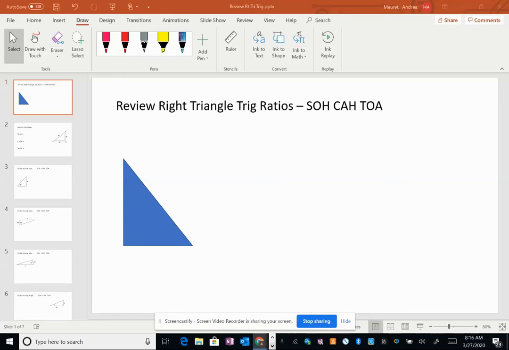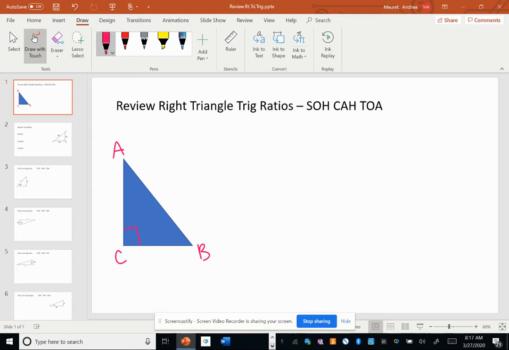This is Mrs. Moret with a review of right triangle trig ratios. Using the triangle down here, let's assume that this is the right angle. And we're going to name this triangle A, B, C.